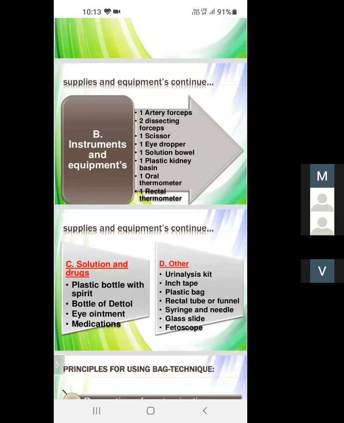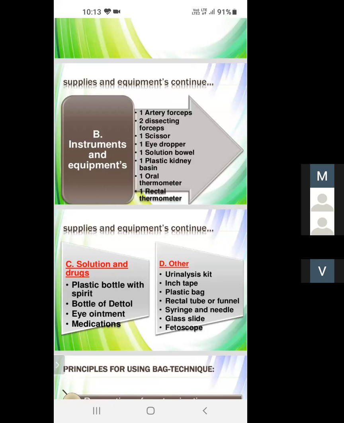Next is supply and equipment continued. Solution and drug: plastic bottle with spirit, bottle of Dettol, eye ointment, medication, urine analysis kit. Urine analysis kit means when we are going to one home, maybe there is a sugar patient. Sometimes the patient will tell, sister, you check my sugar. That time, which one can we not take? There is a sugar checking machine now. What is that name? I forget it. Okay, the sugar checking machine we cannot take, because this community health bag means we want to do it manually.